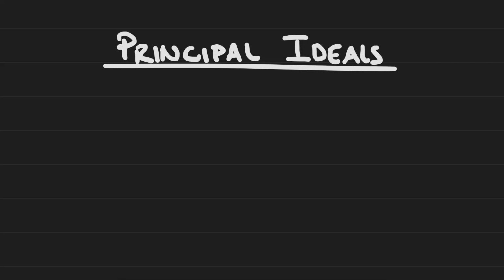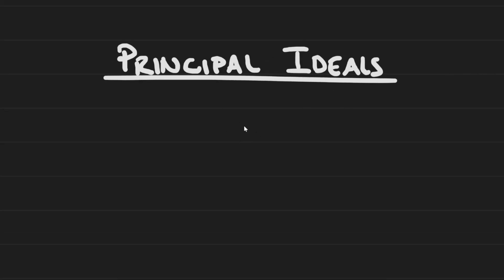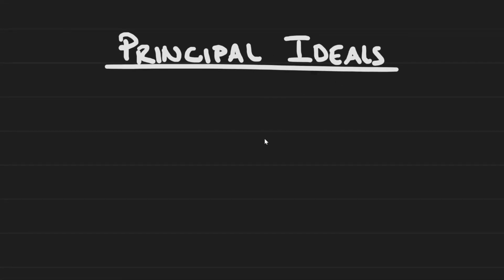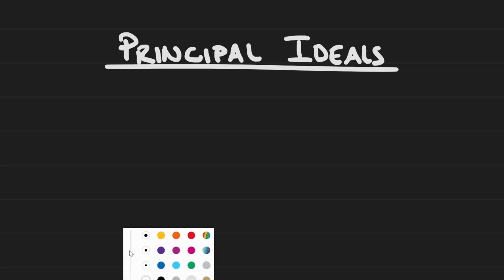So before we take a look at the quotient rings, I want to quickly mention principal ideals, which are a special type of ideal, and I'm also going to give a proof of a useful equality of sets that involve these principal ideals. So let's start off with a proposition / definition.